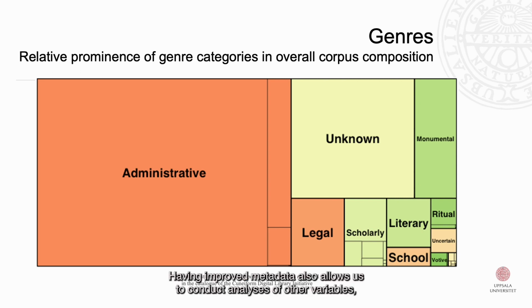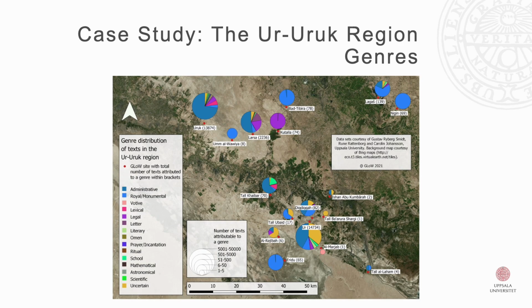Having improved metadata also allows us to conduct analyses of other variables, such as, for example, the distribution of the corpus according to text genre. The largest genre category are administrative texts, including economic documents and letters, accounting for 60% of the total, followed by 19% of texts of unknown content. We can also take this down to a much more granular level and look at the genre distribution for a smaller region, such as here for the area around the sites of Ur and Uruk in southern Iraq, where we can observe marked differences in the genre distribution at the different sites.